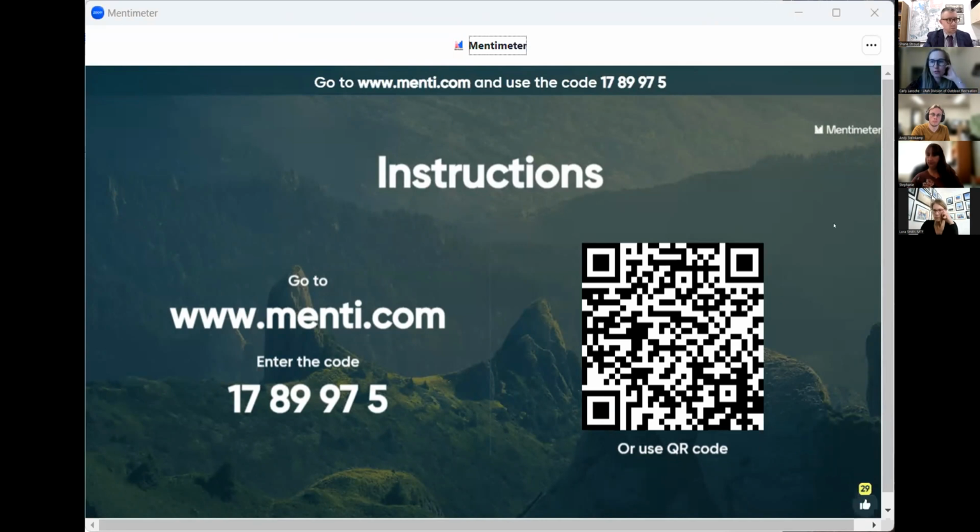Okay, I'll go to the next slide and you'll still be able to see the code and everything on the top of the screen.